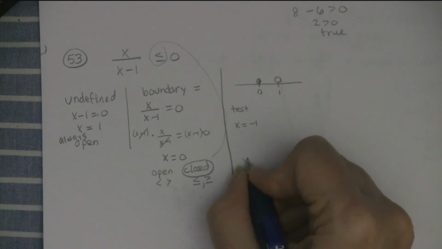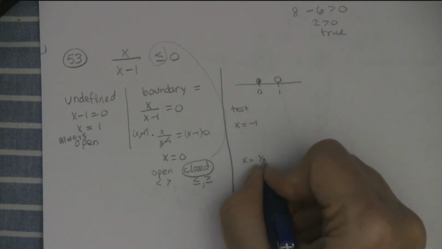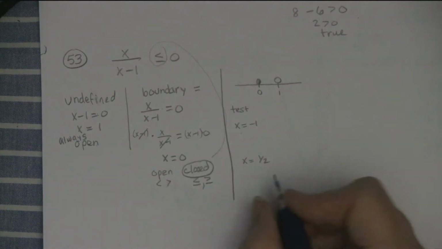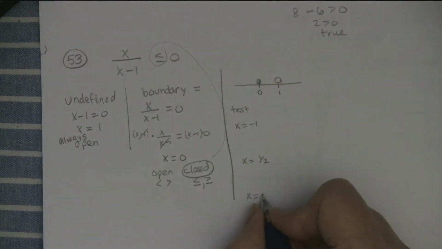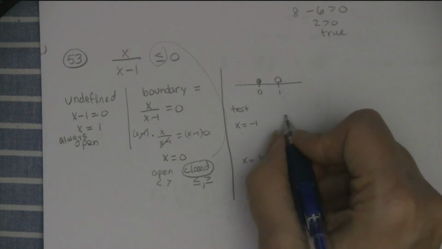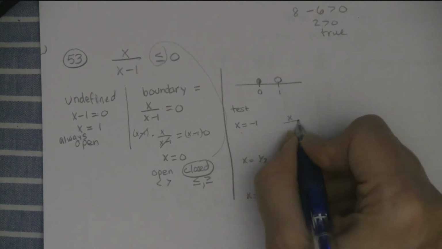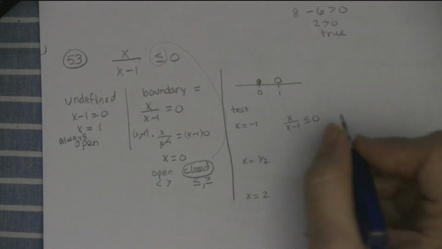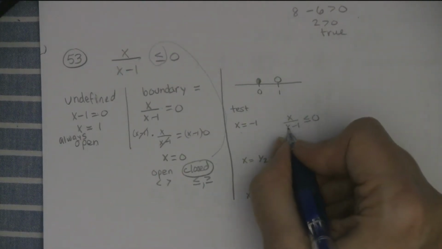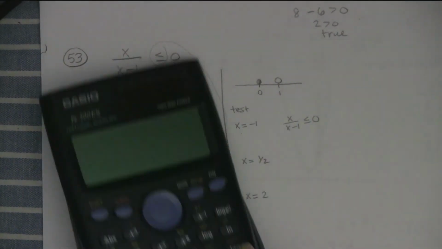I'm going to test x equals half, because that's in between, or 0.5. And I'm going to test x equals like 2, something in that region. And I'm putting it in the original. So the original looks like this: x over x minus 1 less than or equal to 0. And I'm going to be putting in the -1 right in there for x. And I want to see, is it true?